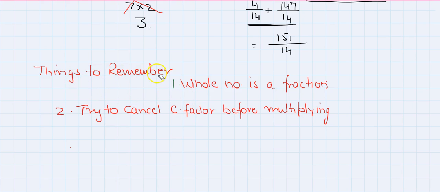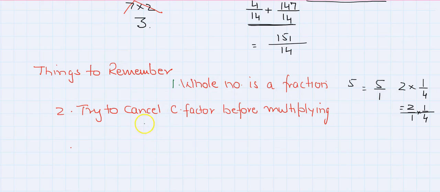Now if you multiply the fractions, you have to remember two things. First thing is that the whole number is a fraction. If a number is written there, 5, you better write it as 5 over 1. For example, the number is 2 multiply 1 over 4. So it's easy if we write 2 over 1 multiply 1 over 4. Then we can multiply it all together.